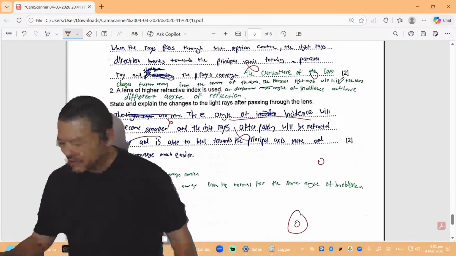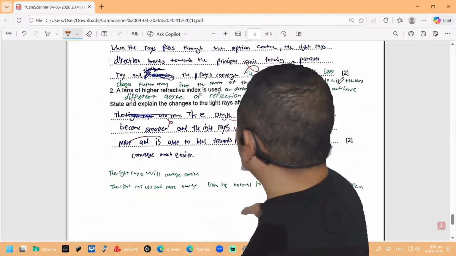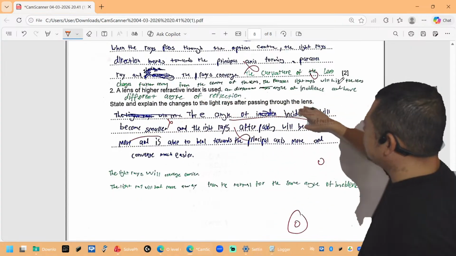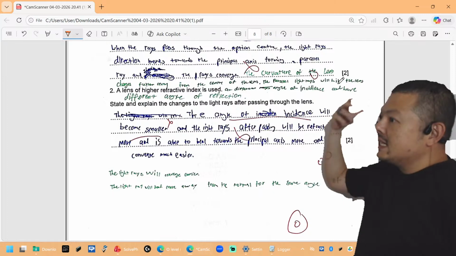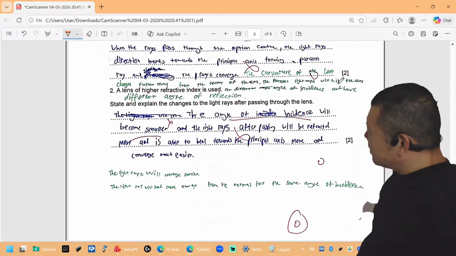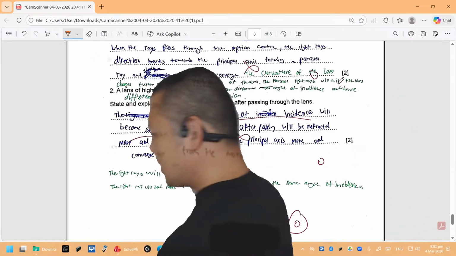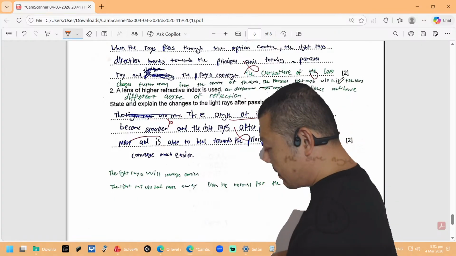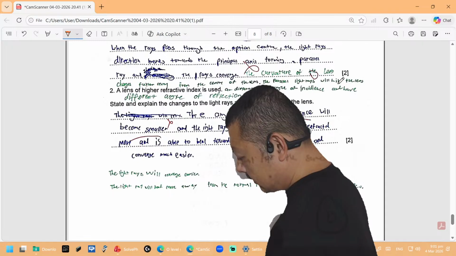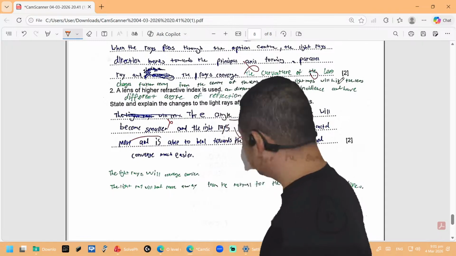I don't know how I get 2 more marks, question 22. Okay, so a higher refractive index is used. State and explain the changes of the light rays after passing through the lens. So a high refractive index means they bend more. They will converge earlier, correct? Light rays will bend more, and hence they converge earlier. That's why I asked him, he said he didn't write light rays. This would converge earlier.